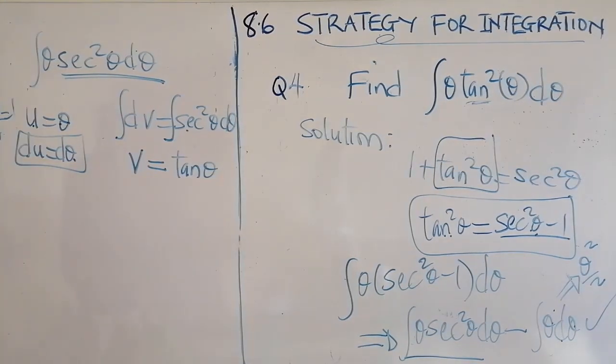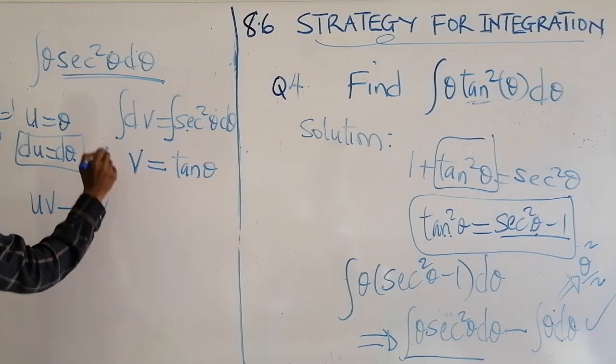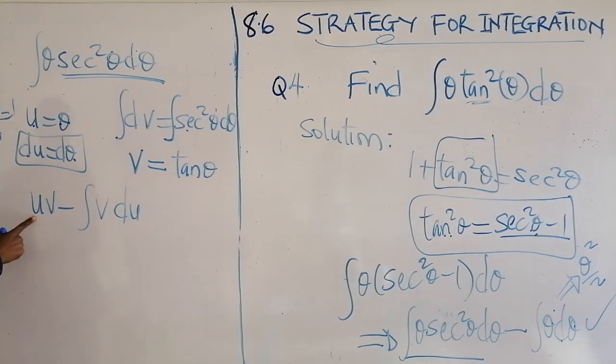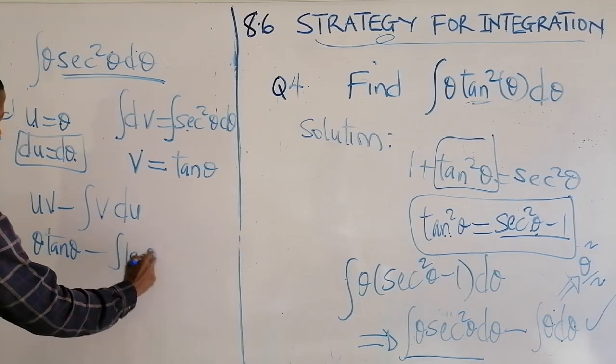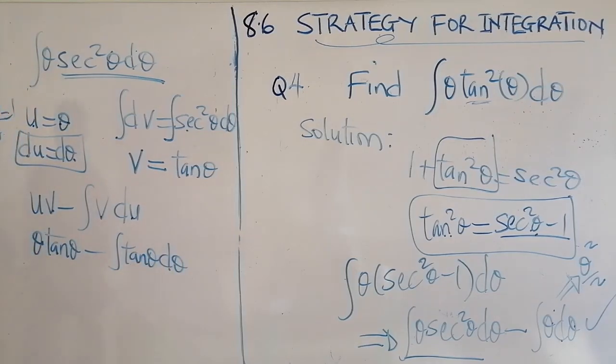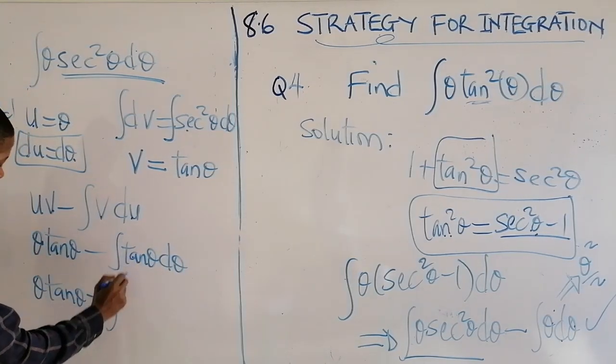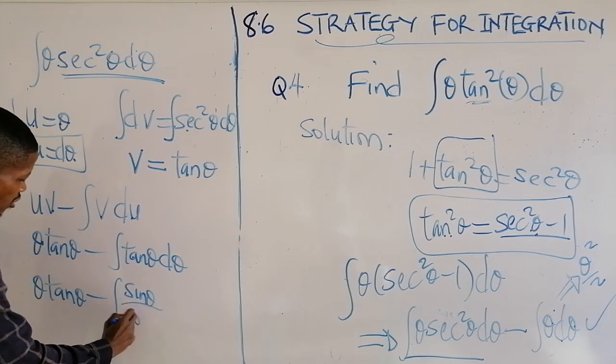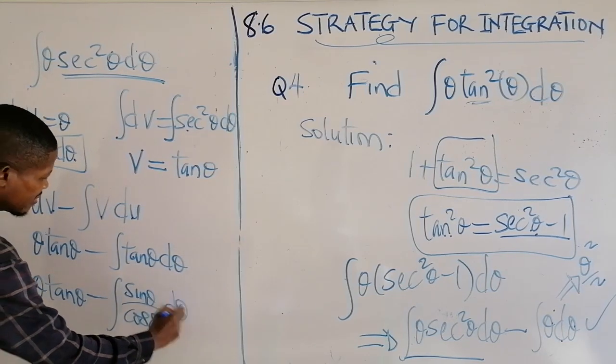Then we can apply the formula for integration by parts, which is uv minus the integral of v du. We have our value for u, which is theta. We have our value for v, which is tan theta, minus the integral of v du, where du is equal to d theta. Okay, so we now have this minus, and we can break this one down. That's sine theta over cos theta, for tan theta.